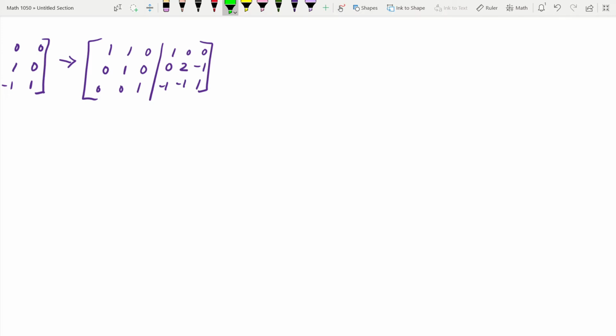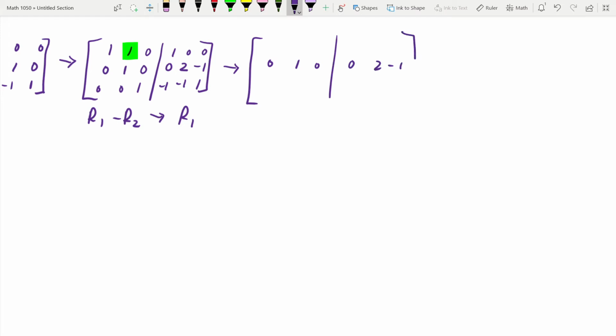Same thing. Okay, I need to get a 0 right there. I'm going to use row 1 and row 2. Every person talk to me so I can see if you understand. What is better, row 1 minus row 2 or row 2 minus row 1? Tell me. 1 minus 2. Yep. So I'm going to go row 1 minus row 2 becomes my new row 1. So row 2 doesn't change. Row 3 doesn't change.